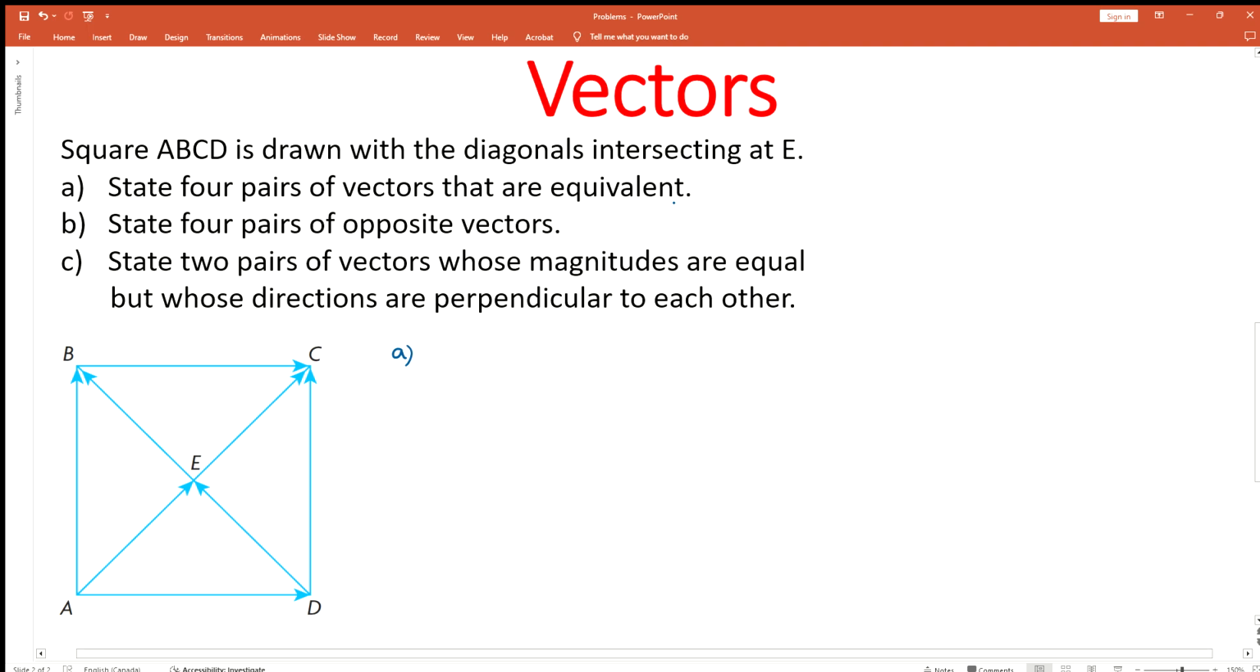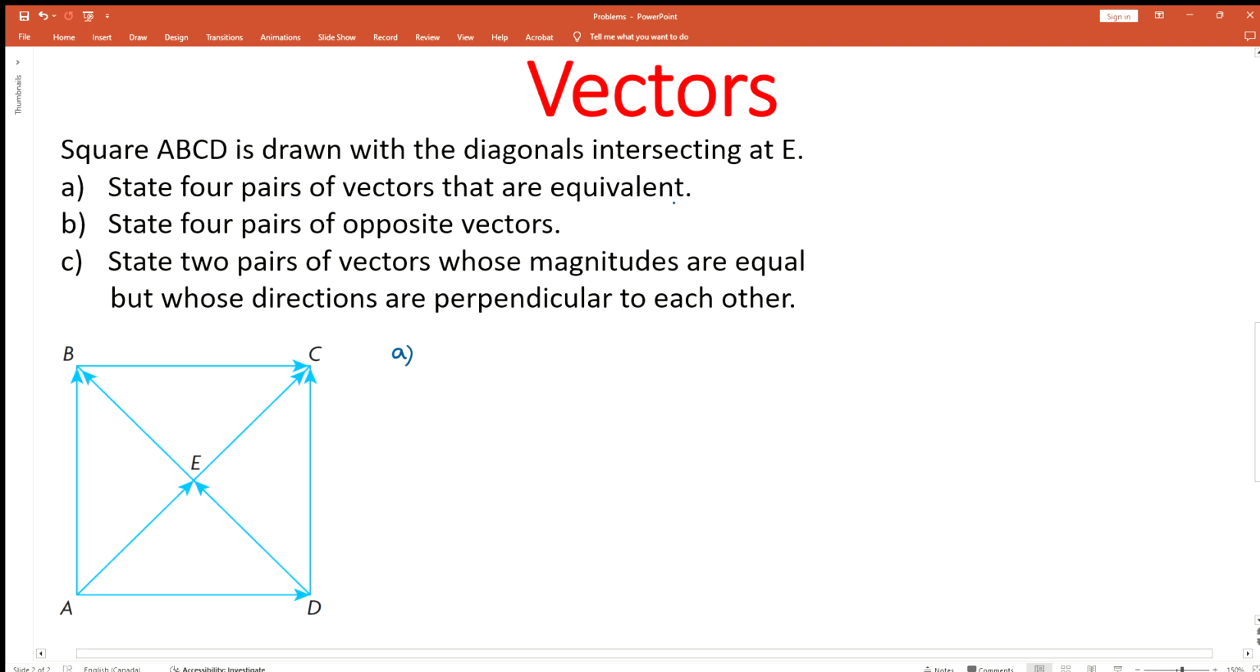In a square, all sides have equal length and opposite sides are parallel to each other. And diagonals of a square are perpendicular to each other and bisect each other. That means they divide each other into two equal parts. So let's use all of this information to find four pairs of vectors that are equal to each other.